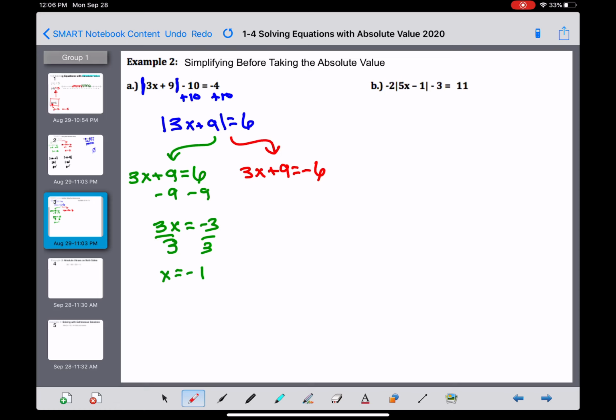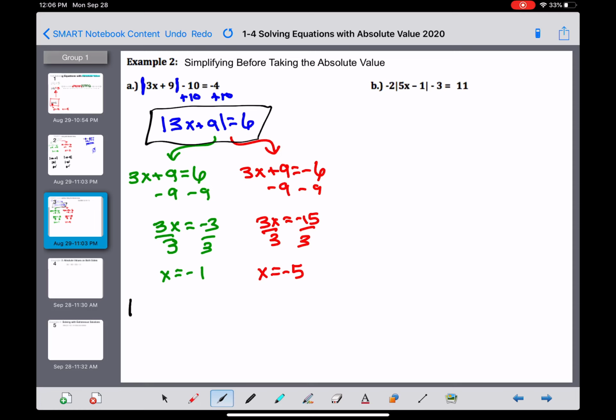On the right-hand side, I subtract 9 from both sides to get 3x equals negative 15. Divide out by 3 for a second solution of negative 5. It's okay that my solutions are negative. I'm going to go back in. You can go into the original or the solved for. I like to go into the solved for equation.